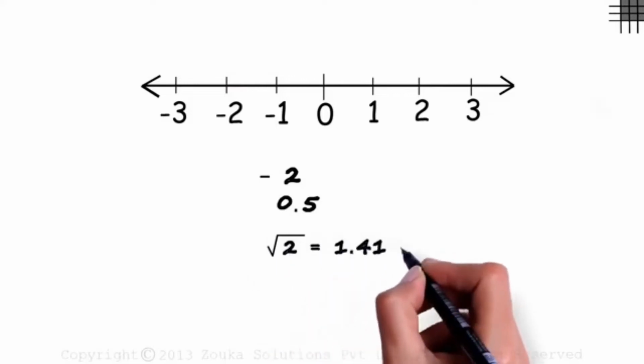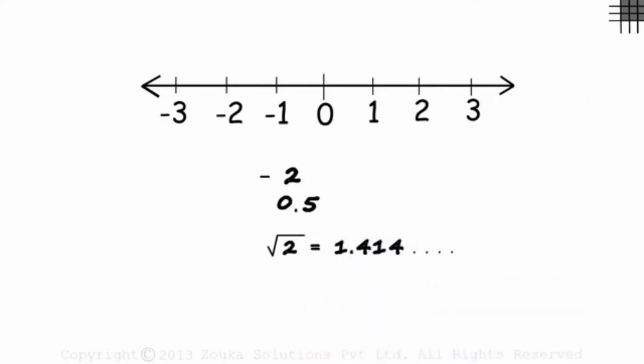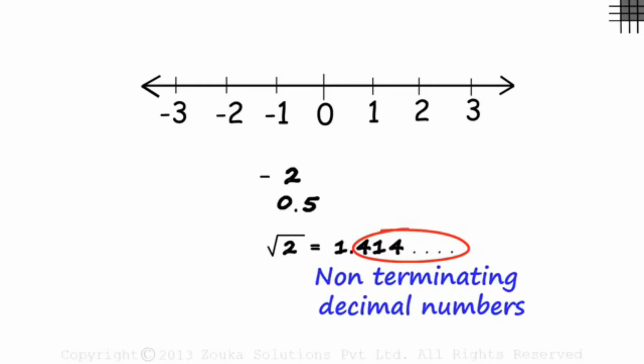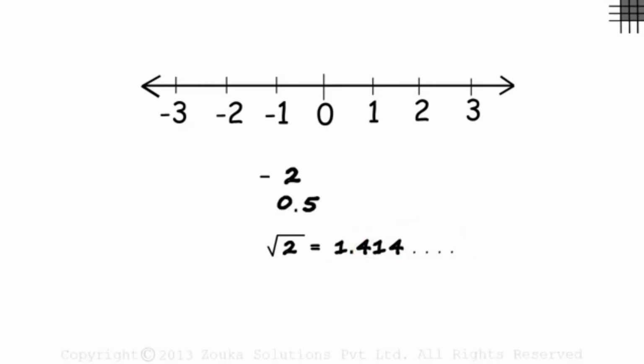If we calculate the value of root 2, it will be 1.4141, and the digits of the decimal number go on. These numbers are called non-terminating decimal numbers. These can be plotted on the number line.